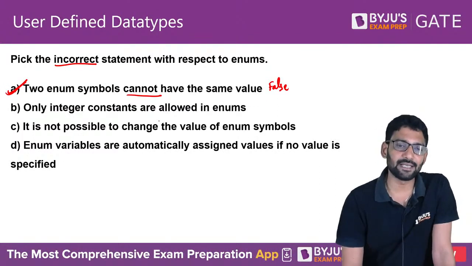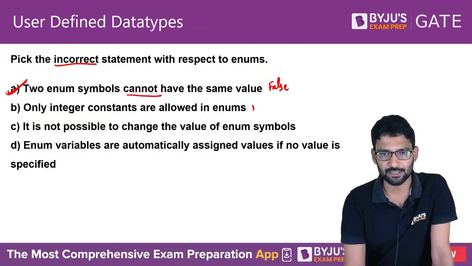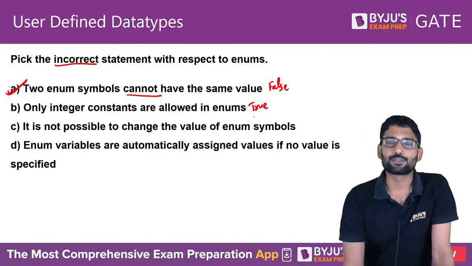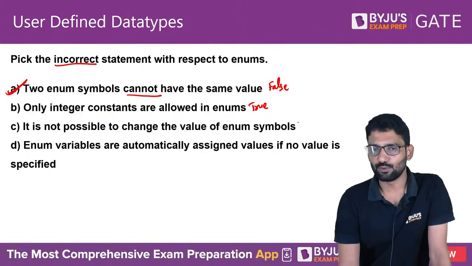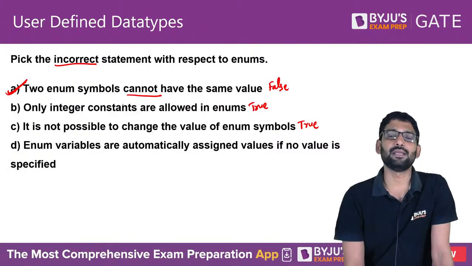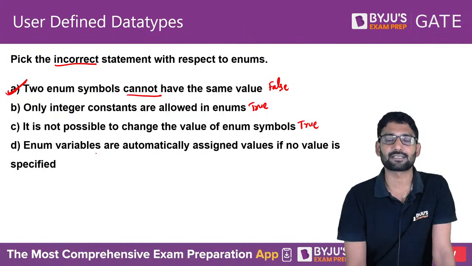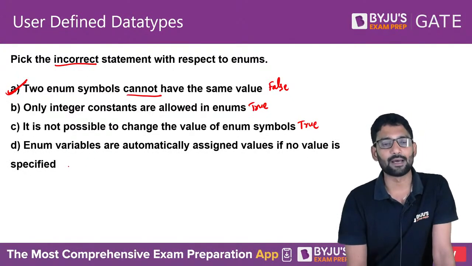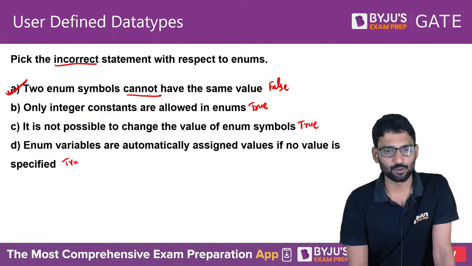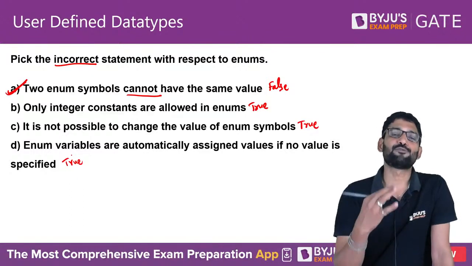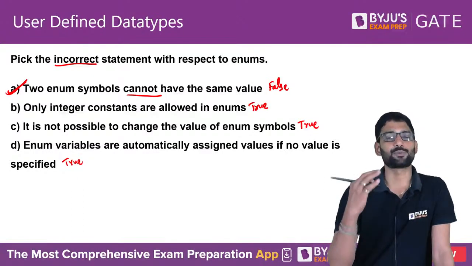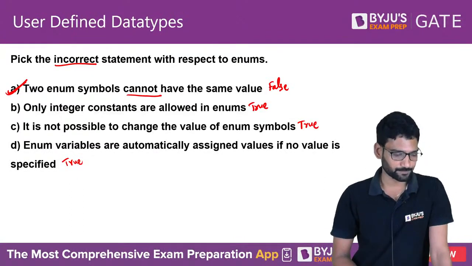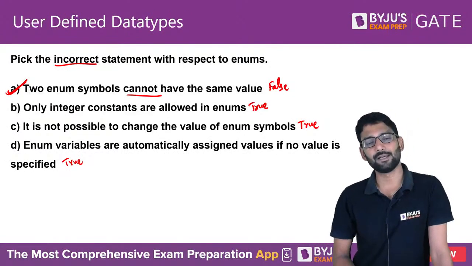And only integer constants are allowed. Yes, that is true. It's not possible to change the value. Yes, that is correct. And enum variables are automatically assigned a value if no value is specified. That is also true. So we want the false statement, hence option A is false. Clear?